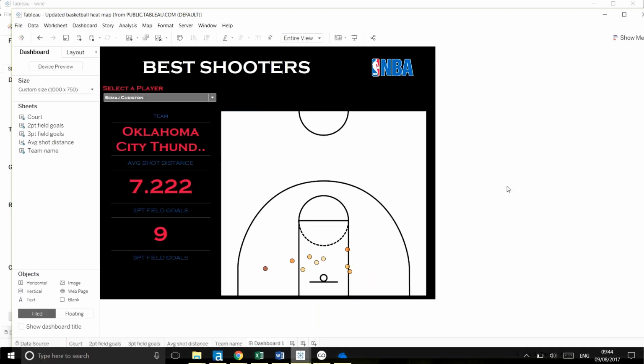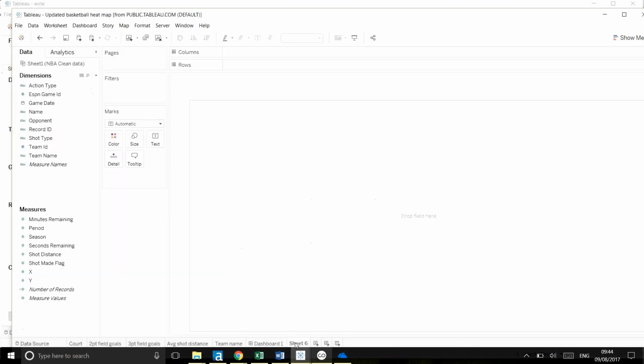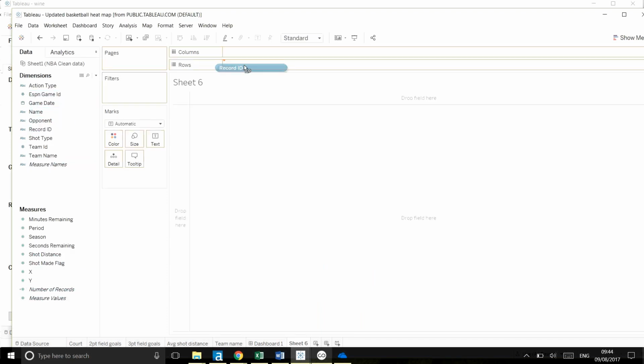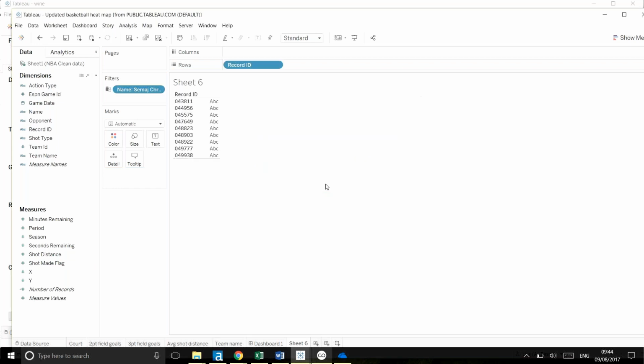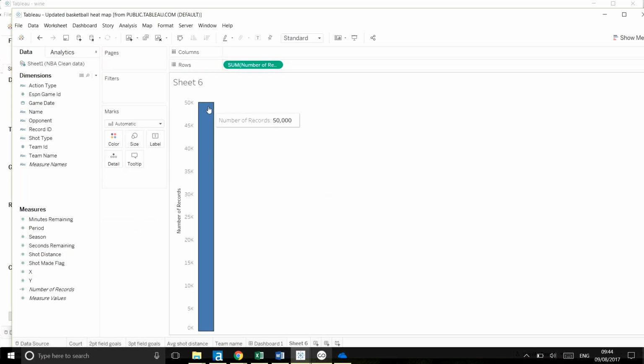How many records do you end up with in this data set? Just create a new sheet and throw number of records on the view. I did one season. That's just one player, so just take that off. There you go. 50,000. Exactly 50,000, very precise. Very round, even. I'm not sure.